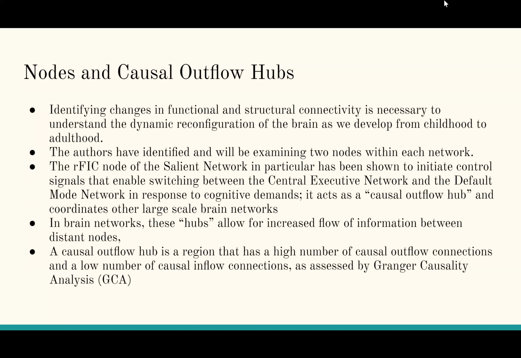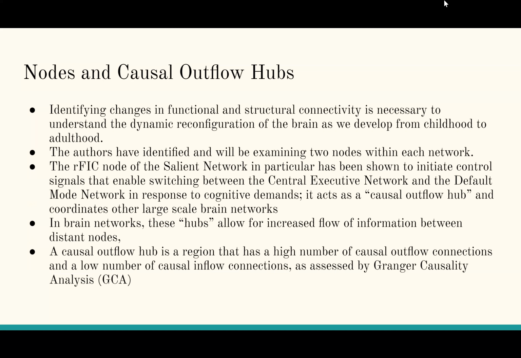within these networks. The RFIC node specifically, which is within the salience network, has been shown to initiate control signals that enable switching between the central executive network and the default mode network in response to cognitive demands. That's what I was talking about earlier with the salience network being able to see external stimuli and decide what we want to do with it. The RFIC node acts as a causal outflow hub that coordinates other large-scale brain networks. In these brain networks, these hubs allow for increased flow of information between distant nodes.